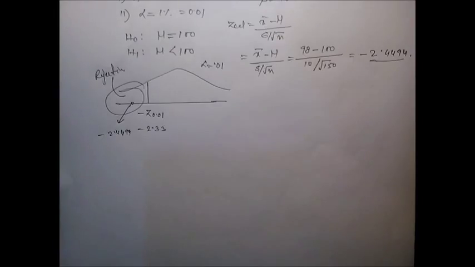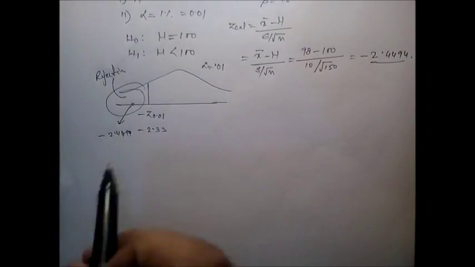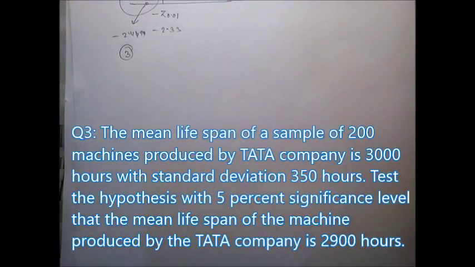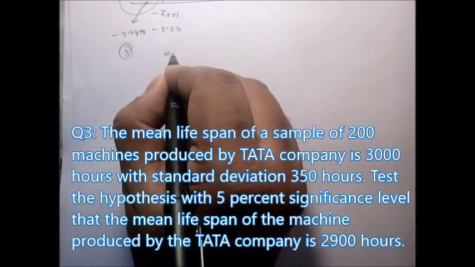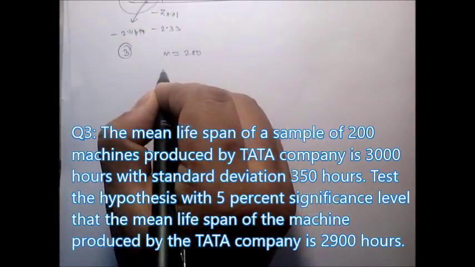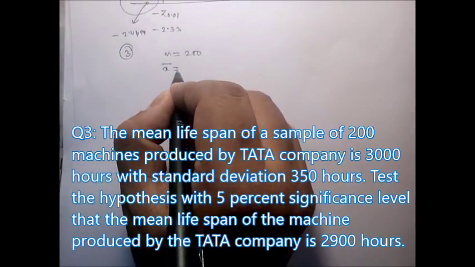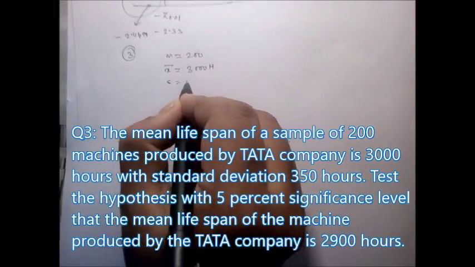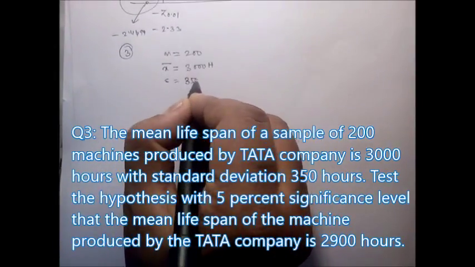Next problem. Okay, third problem. The mean lifespan of a sample of 200 machines produced by Tata Company is 3000 hours with a standard deviation of 350 hours. Okay, so sample size is 200, mean lifetime is 3000 hours, and standard deviation is 350 hours.